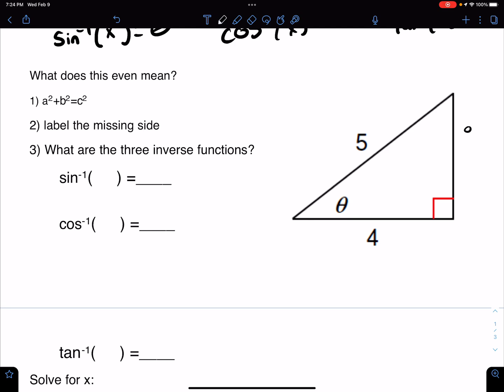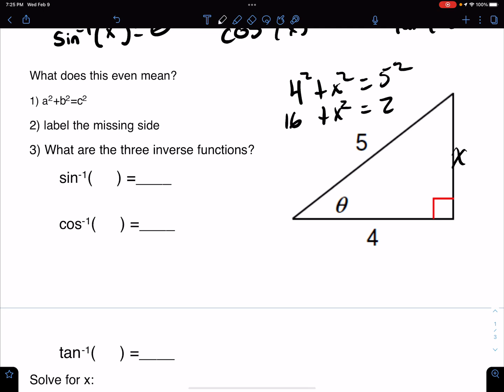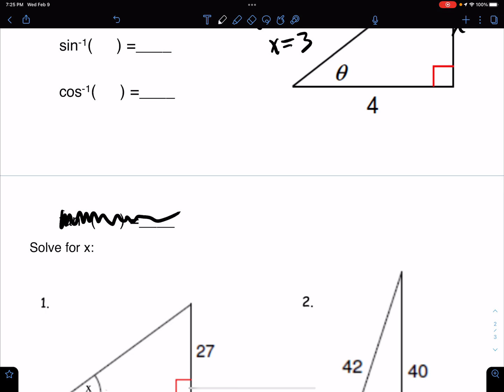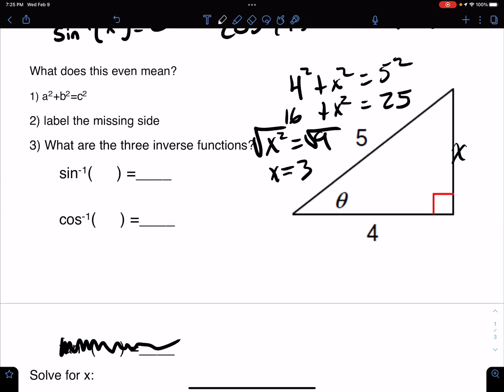So let's figure out the missing side of this. I'll use the Pythagorean Theorem. We'll call that x. So I'm going to say that 4 squared plus x squared is equal to 5 squared. So I have 16 plus x squared is equal to 25. Then x squared is equal to 9. I subtracted 16 from both sides. Now I'll square root both sides. So x is equal to 3. Okay? I didn't mean to put this one on there, so we're just going to scratch it out because we already know that one. So I'll explain that here in a second.